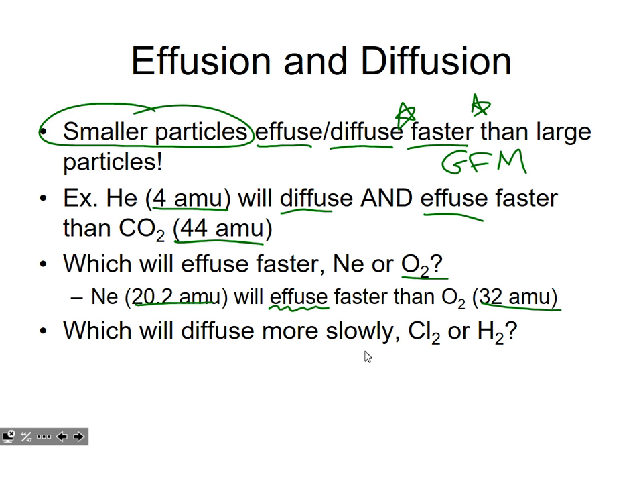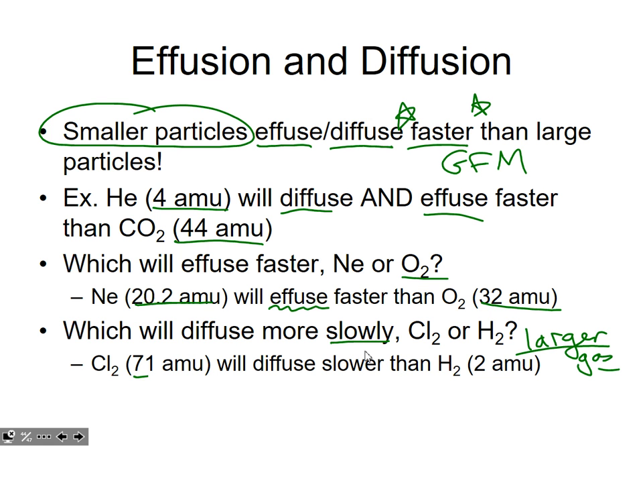And then this one, which will diffuse more slowly, chlorine or hydrogen? Well, notice in this question I didn't ask which one was faster. I asked which one was slower. So now we want to go with the larger gas, right, for the slower one. So again, we're looking up GFMs. Chlorine, because its gram formula mass is 71, is going to diffuse more slowly than hydrogen, which is just 2, right? Hydrogen and helium, those are very, very small gases. So they're going to move more quickly. They're going to both diffuse and effuse a lot faster.